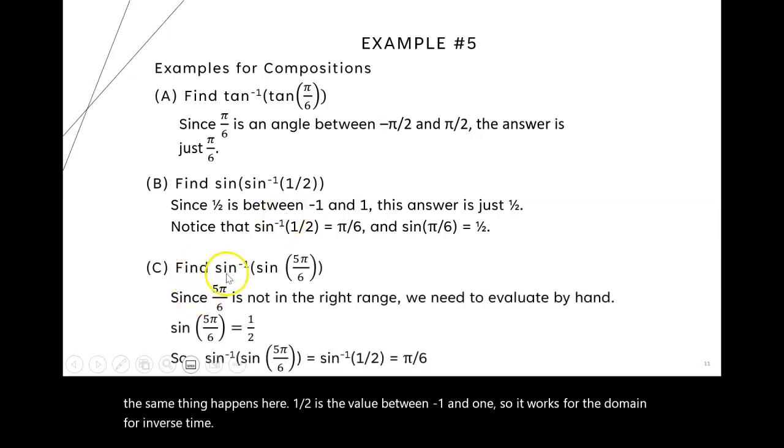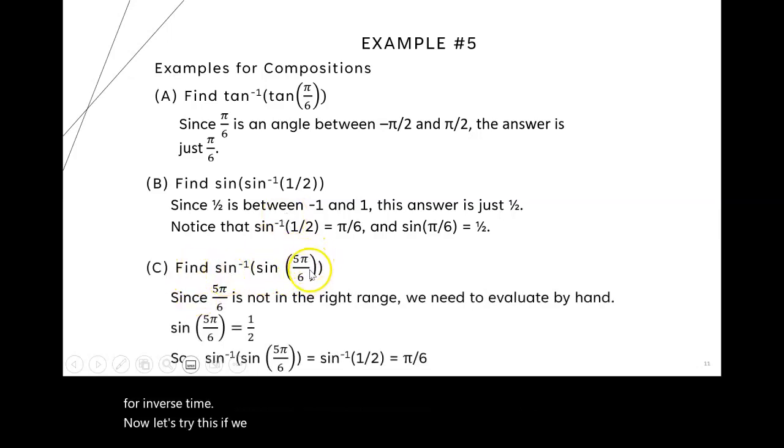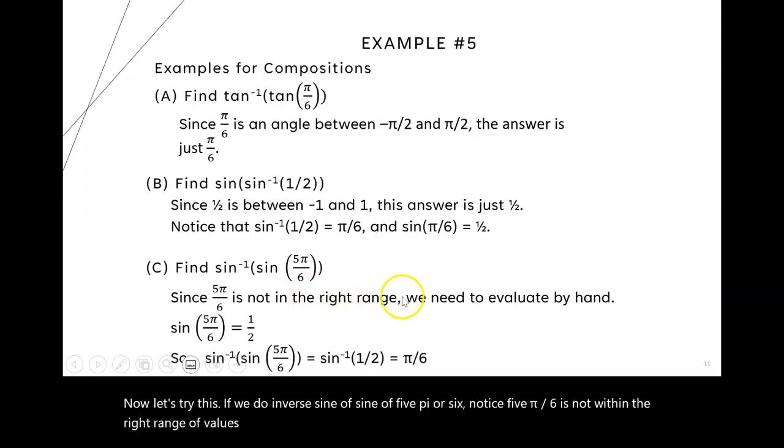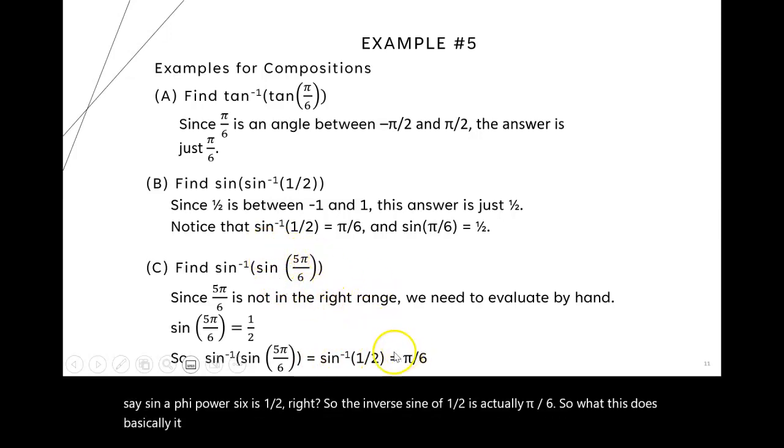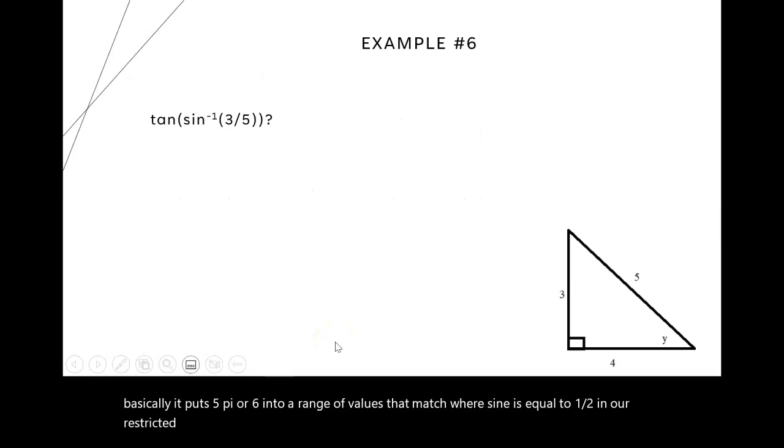Now, let's try this. If we do inverse sine of sine of 5 pi/6, notice 5 pi/6 is not within the right range of values for our inverse sine. So we need to evaluate this by hand. So we say sine of 5 pi/6 is 1/2. So the inverse sine of 1/2 is actually pi/6. So what this does basically is puts 5 pi/6 into a range of values that match where sine is equal to 1/2 in our restricted domain.